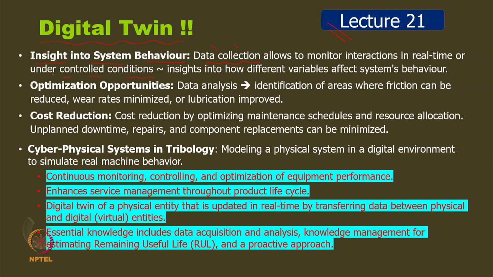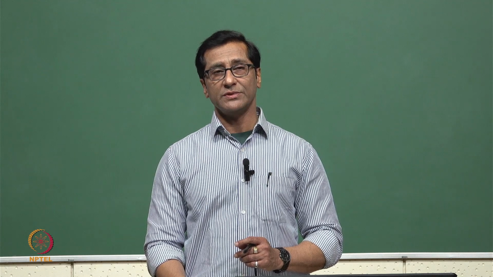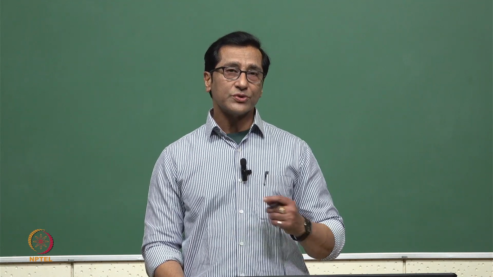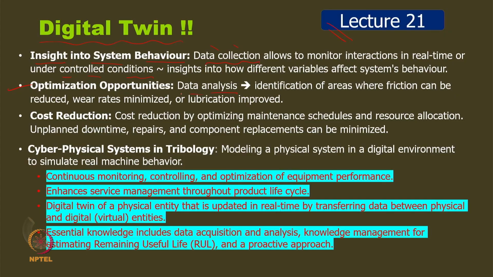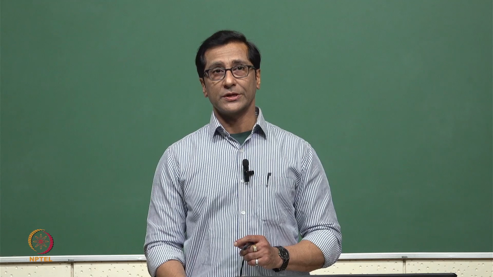If speed needs to be corrected, load needs to be corrected, or some sort of load sharing needs to be corrected, or maybe weight, then it is possible. It also helps us to provide optimization opportunities. What is the meaning of that? Many times in a process, we are able to figure out what is going wrong. So that's where we do data analysis. And when we do data analysis, we are able to identify the areas where friction can be reduced, where wear can be minimized, and lubrication possibilities can be improved. So in situ, all those things can be done.